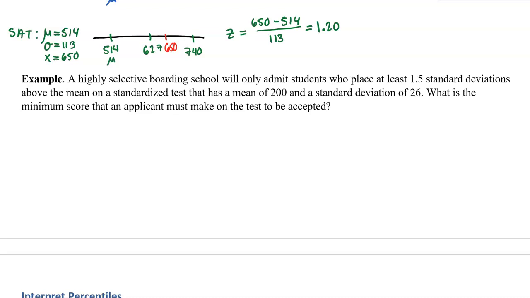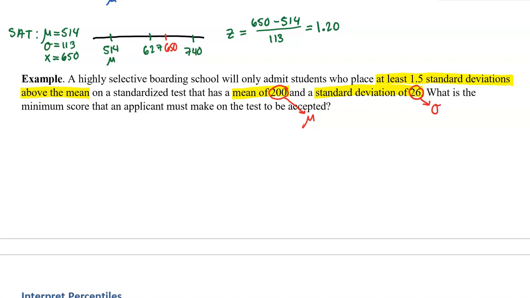So let's see the information that we are given. It says here that the school would only admit students who place at least 1.5 standard deviations above the mean. We are given that the standardized test has a mean of 200 and a standard deviation of 26. So here the 200 would be the mean, our mu, whereas the standard deviation of 26 would be our sigma. And here the scores in terms of the mean and the standard deviation are given as the general result from the standardized test, and therefore we can assume that these are the parameters, the population mean and population standard deviation.